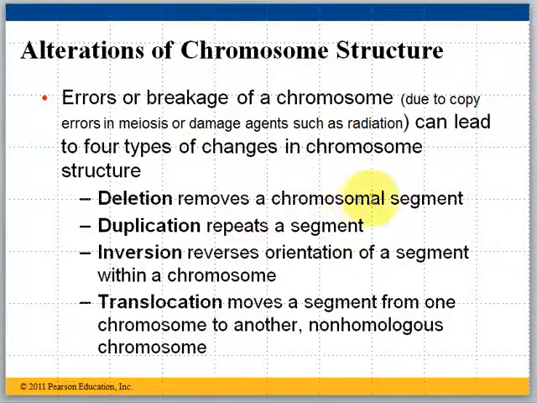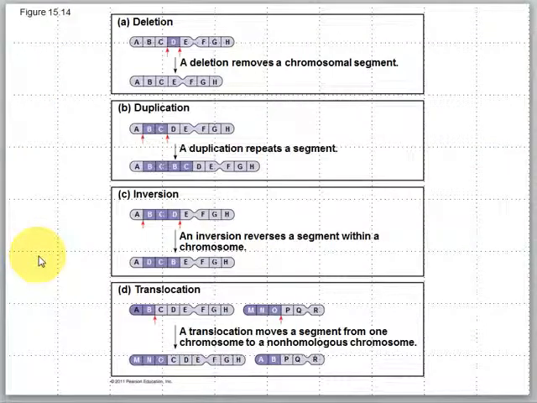So let's say a piece of the chromosome breaks off or gets removed. That's called deletion. Let's say that it goes and attaches itself to the sister chromatid. Well, then you might have duplication. Well, let's say that segment reattaches back where it was, but in the reverse order. Well, that's called inversion. Or let's say that section goes off and attaches to a whole different chromosome. That's called translocation. So you have all these possibilities of what might happen when the chromosome gets broken or damaged.